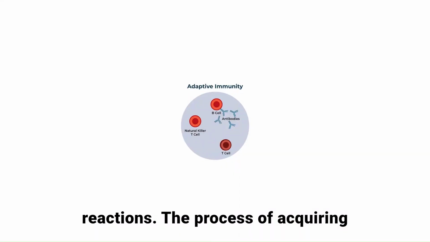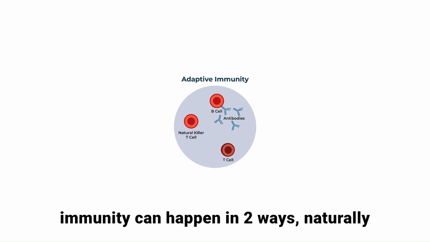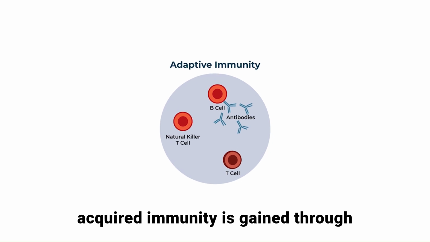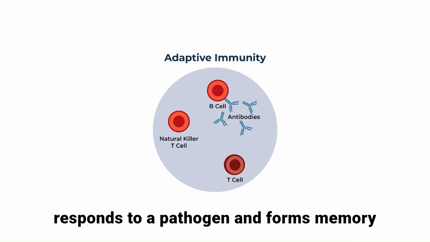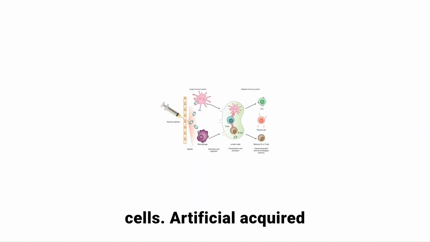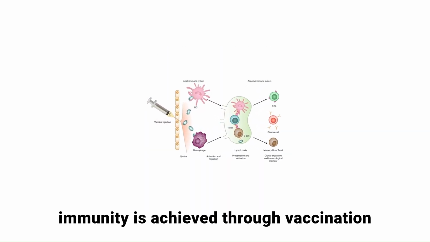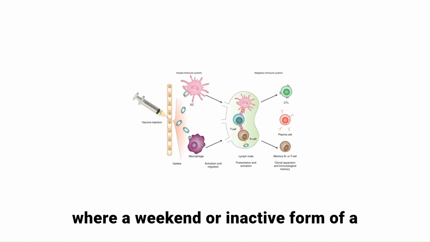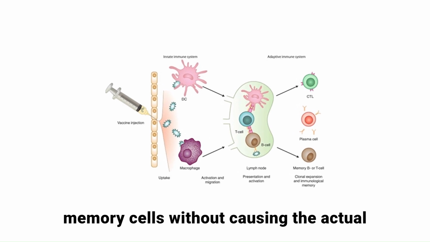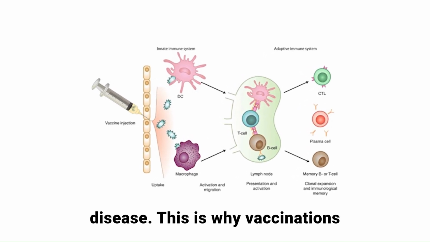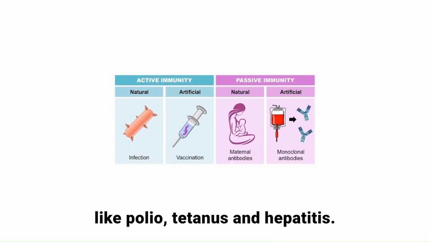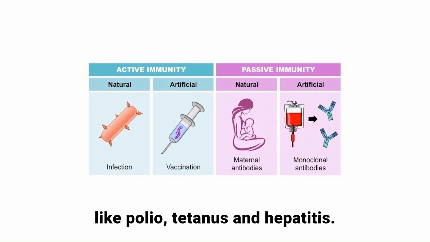The process of acquiring immunity can happen in two ways, naturally or artificially. Natural acquired immunity is gained through infection, where the immune system responds to a pathogen and forms memory cells. Artificial acquired immunity is achieved through vaccination, where a weakened or inactive form of a pathogen is introduced into the body, prompting the immune system to develop memory cells without causing the actual disease. This is why vaccinations are so crucial in preventing diseases like polio, tetanus, and hepatitis.